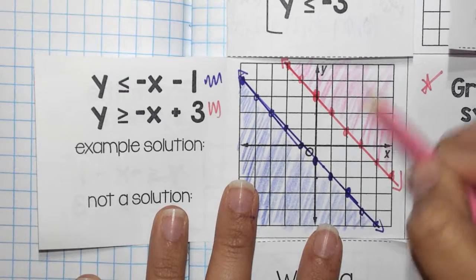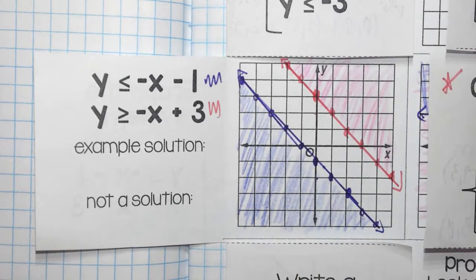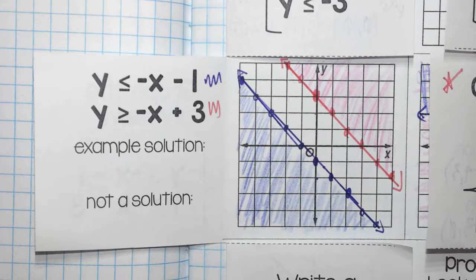Will this be no solution? It would be no solution. And why would it be no solution? They don't touch. The colors don't mix. The colors don't mix, so this is no solution.